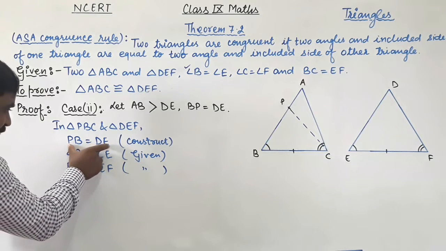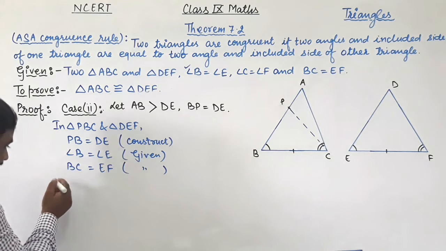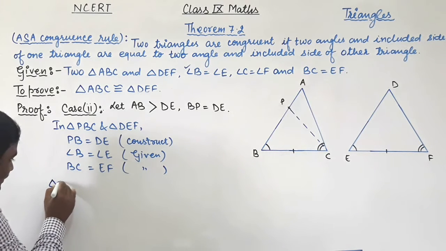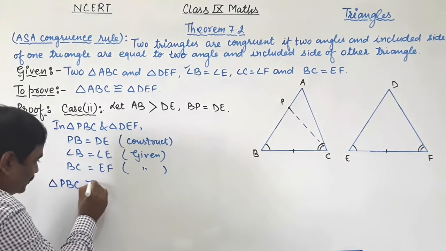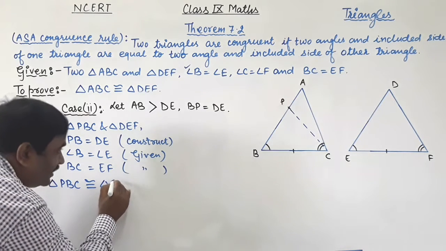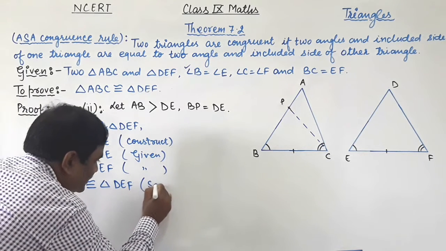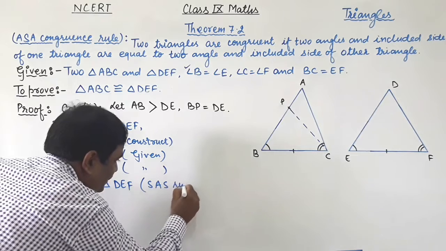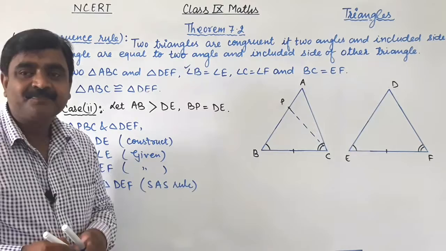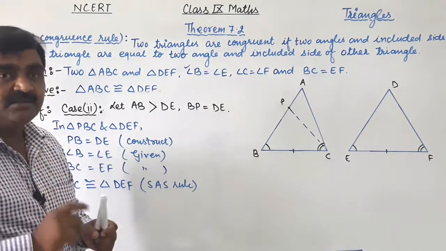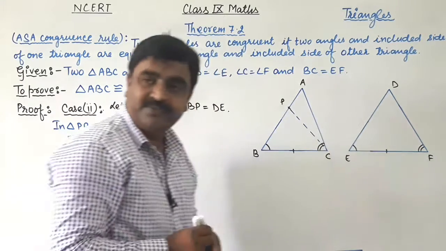These are two corresponding sides, these are two corresponding angles, and these are two corresponding sides. Therefore we can say that triangle PBC is congruent to triangle DEF by the side angle side congruency rule. As these two triangles are congruent, dear students, be careful here: triangle PBC is congruent to DEF.